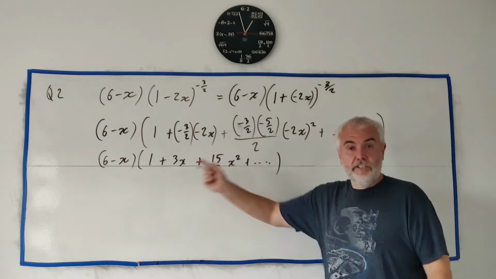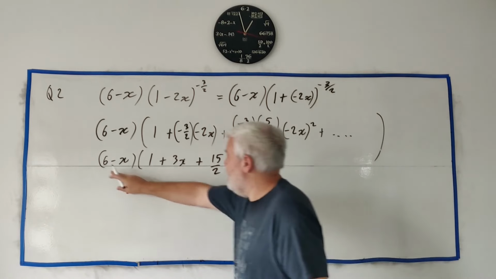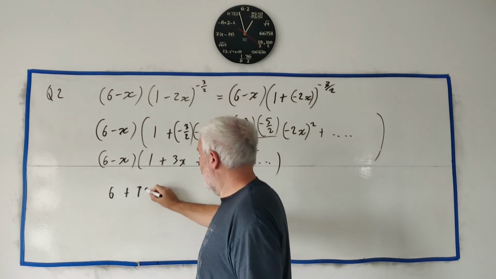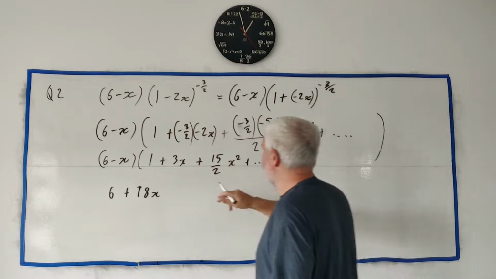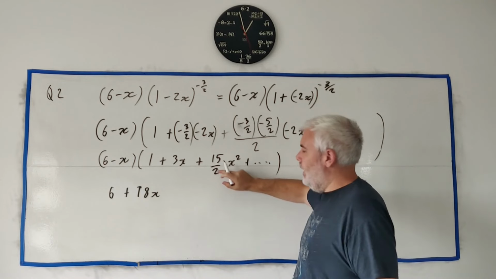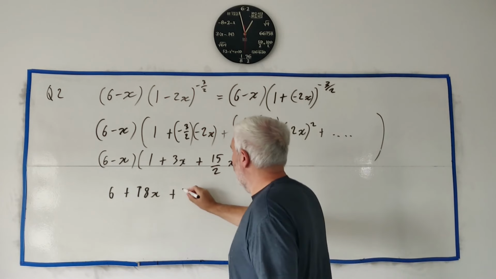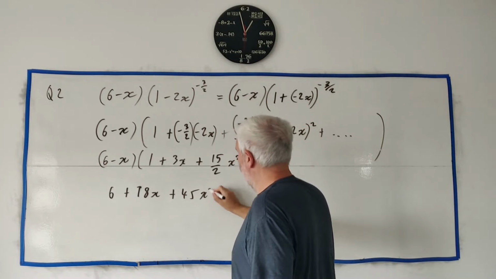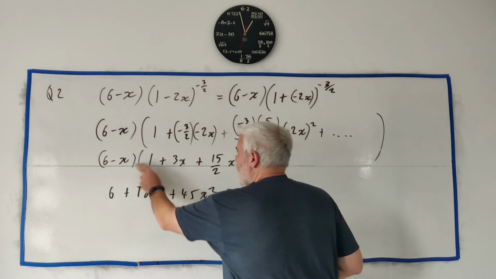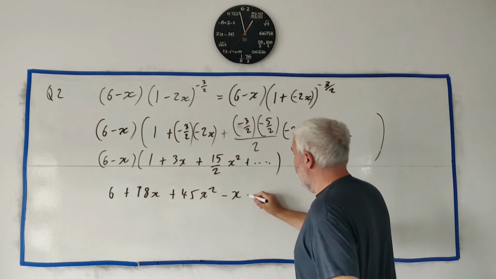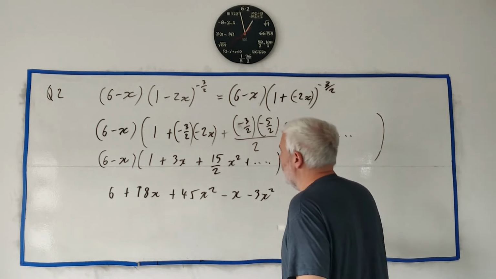Okay, let's multiply these two brackets together and see what we get. 6 times 1 is 6. 6 times 3x is 18x. 6 times 15 over 2: 2 divides into 6 3 times, so 3 times 15 is 45x squared. Okay, minus x by 1 is minus x. Minus x by 3x is minus 3x squared.